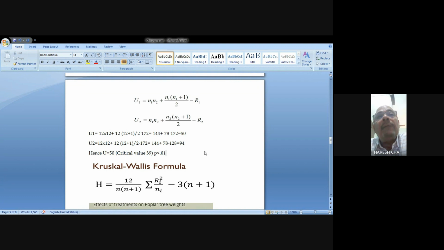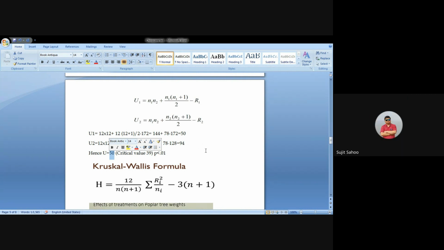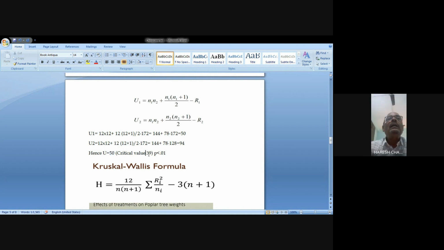If 0.01 is not available, supposing our value is 35, then what should I write? The critical value is 27 at 0.05 and 39 at 0.01, and your obtained value is 35. Sir, the results are not significant. We cannot find significance. No, listen to what I say.